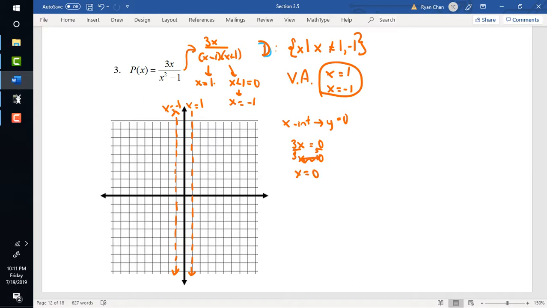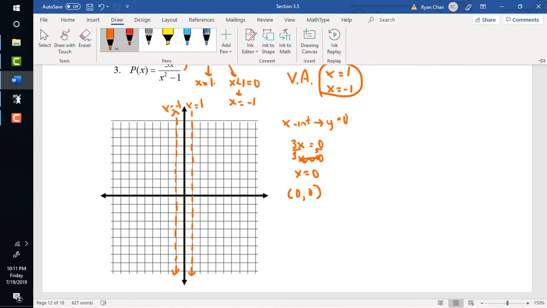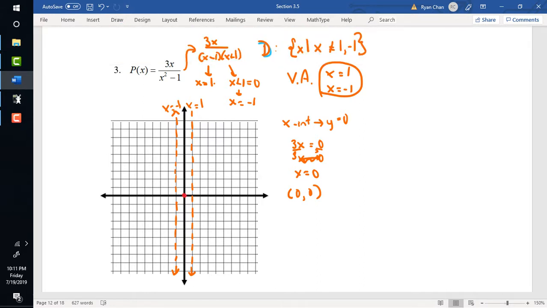So here's the thing. I actually have an intercept at (0, 0). That means that's my x and y intercept. So I have an intercept like this right here. Okay. So I got my vertical asymptotes. I got my intercepts, both x and y. And now I want to figure out my asymptote, whether it's horizontal or oblique.